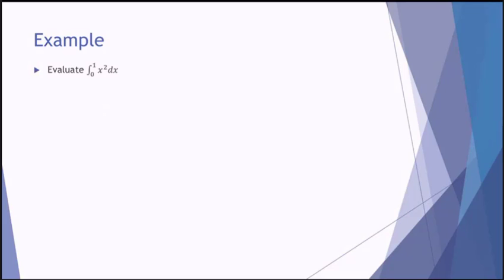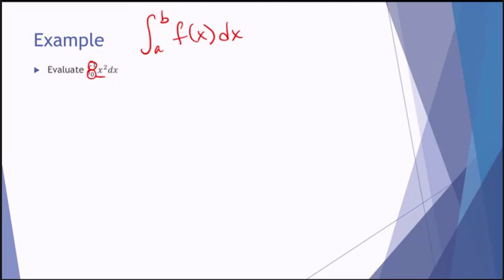So I'm going to be asking you to evaluate the integral from 0 to 1 of x squared dx using the limit definition. So notice something. My function is still x squared. Our generalized notation is the integral from a to b of f of x dx. My f of x is still x squared, just like it was in the last example. My a, my left endpoint, is still 0, and my b is still 1.